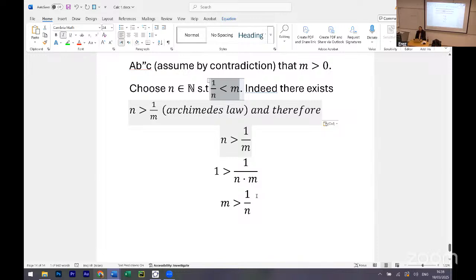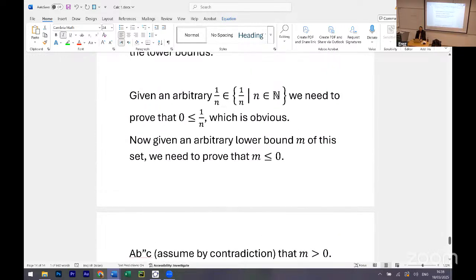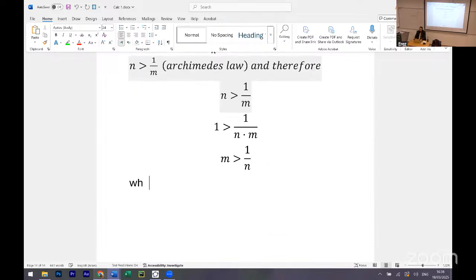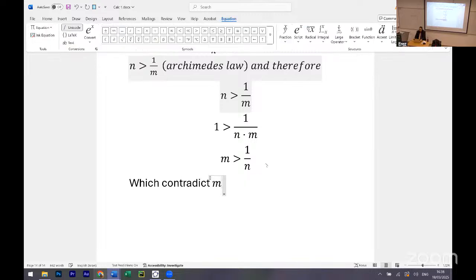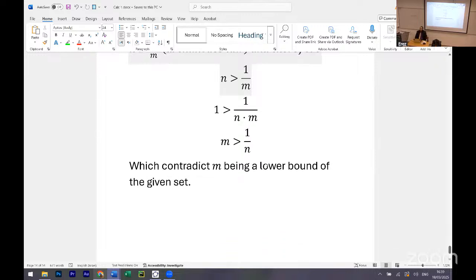And what is the problem with 1 over n being smaller than M? It means that it's part of the set. M was supposed to be a lower bound, meaning smaller than everyone, but 1 over n is within that set, and it's strictly smaller than M. That's the contradiction, which contradicts M being a lower bound of the given set. Okay, so that's the proof, the tedious proof of zero being the infimum of the set.